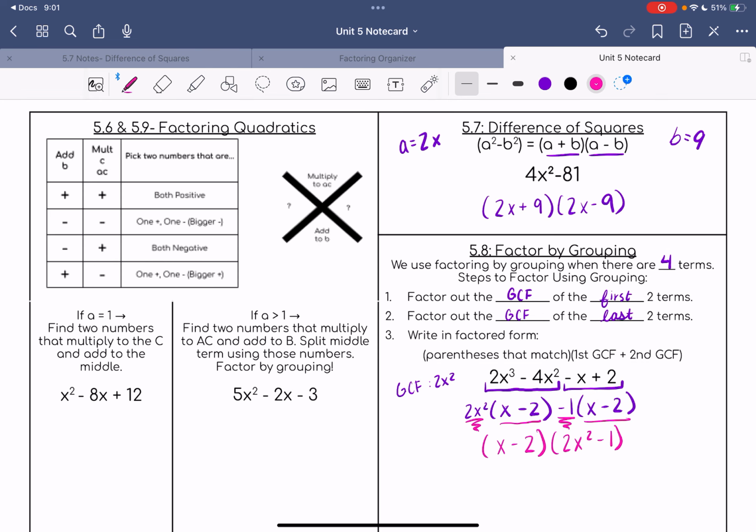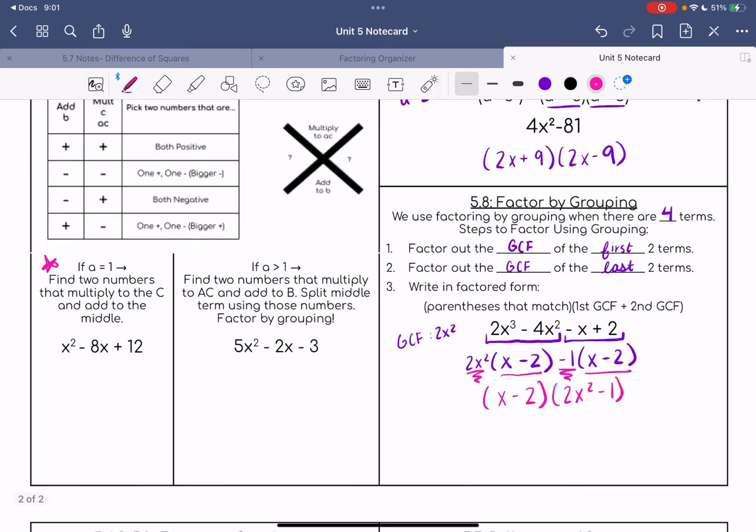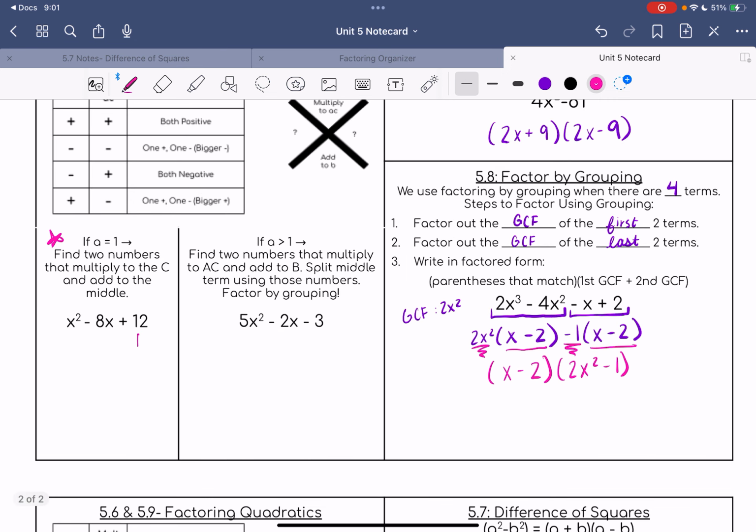So for 5.6, right here, you are finding two numbers that multiply to the C value and add to the middle value. So multiply to the last, add to the middle. So we are trying to find two numbers that multiply to 12, and they need to add to negative 8. So numbers that multiply to 12 are 1 and 12, 2 and 6, 3 and 4.